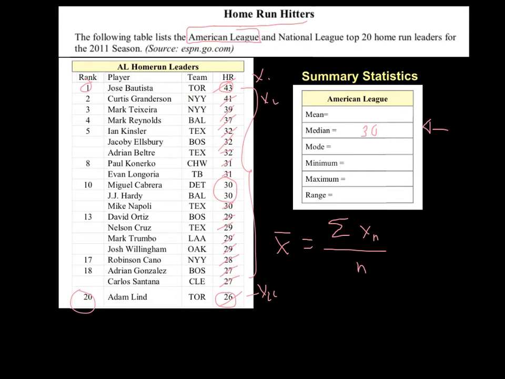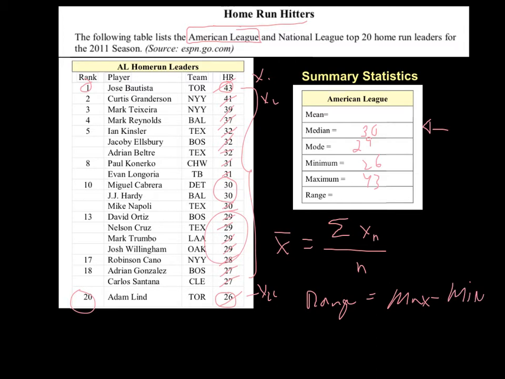The mode is the most used. 29 showed up 4 times, so 29 is our mode. I don't really focus on the mode too much, but it seems to be a popular value. The minimum, obviously, the smallest number in the number set is 26. The maximum is 43, and the range is always going to be, right? It's a distance, your max minus the minimum.